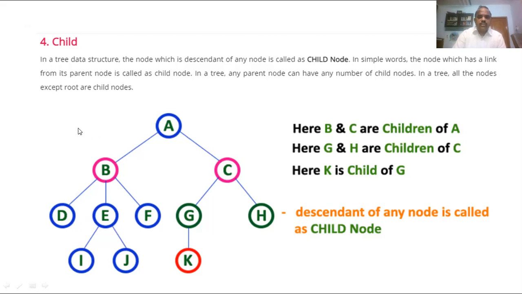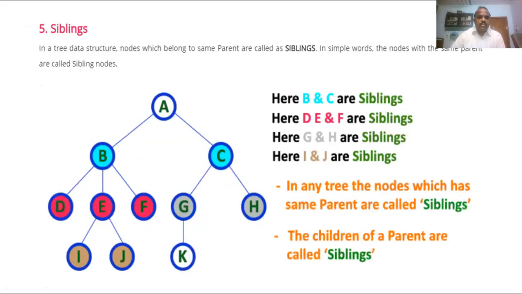So next one is siblings. Here B and C are siblings of A. Clear? Next one, D, E, F are the siblings of B. Then G, H are the siblings of C. I and J are the siblings of E.